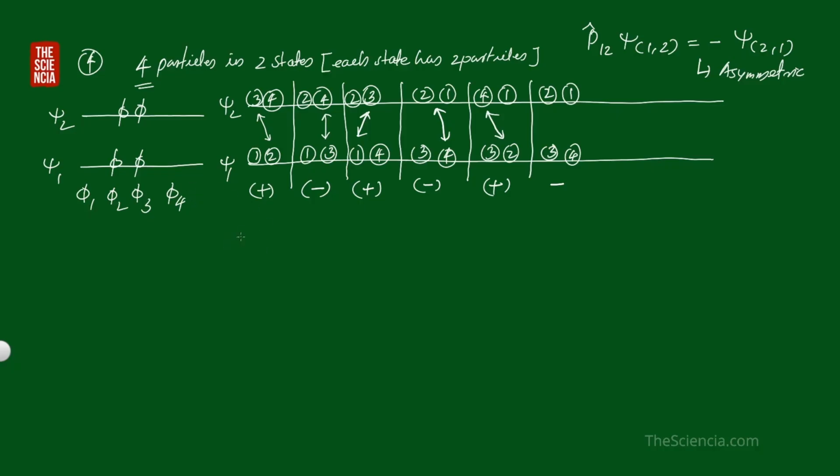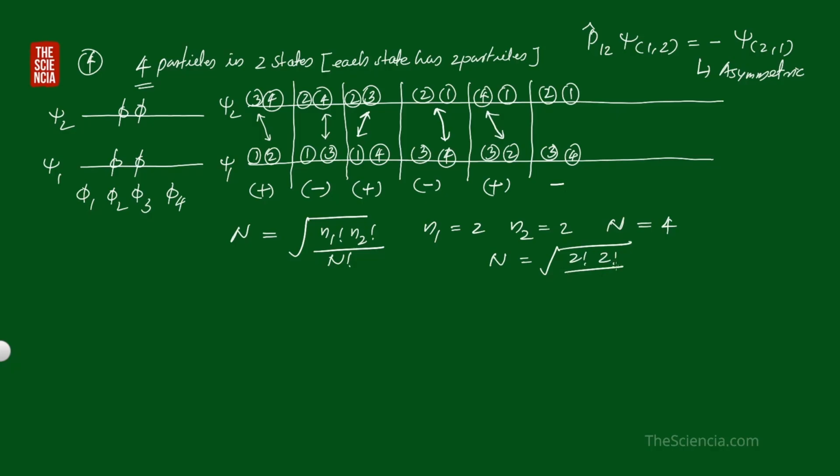And here we need to know the normalization constant n in order to write the wave function. That is, we know n is root of n1 factorial n2 factorial by n factorial. Here what is n1? That is the number of particles in state 1, that is 2. And what is the number of particles in state 2? That is 2. And what is the total number of particles? That is 4. Therefore, we will get n is equal to root of 2 factorial 2 factorial by 4 factorial, that is equal to 2 into 2 by 1, 2, 3 into 4, that is 1 by root 6, right?